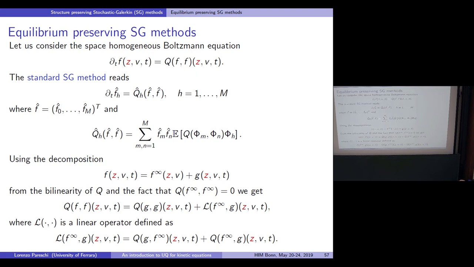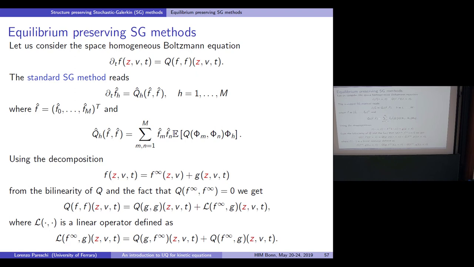Now, if we use this decomposition, we know the equilibrium state for this function f, and then we use what is usually referred to as micro-macro decomposition. We already used it even in the Monte Carlo setting, if you remember, as a simple example of control variate. But now using this with a different spirit, I just apply this decomposition, and I rewrite this homogeneous Boltzmann equation with respect to the perturbation G.